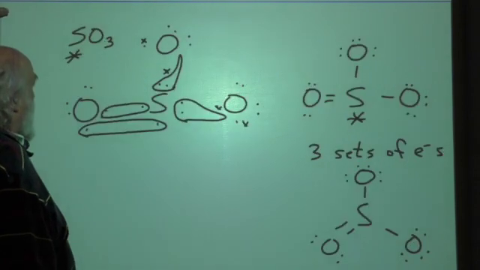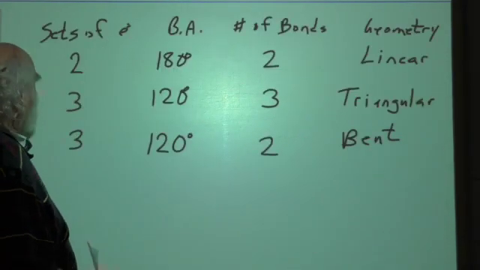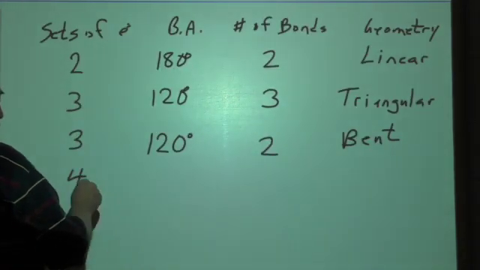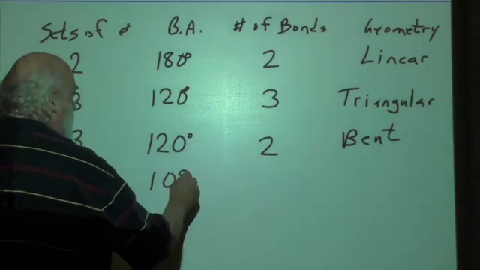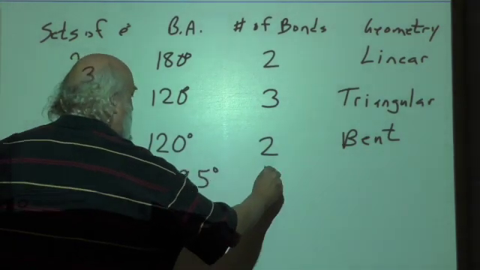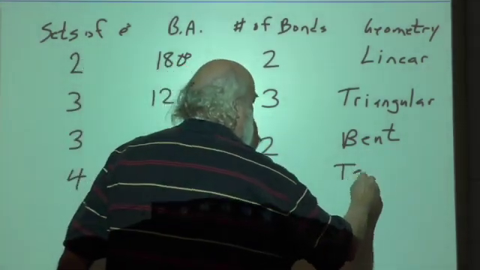So, go back to the chart. We now have 4 sets of electrons, 109.5 degrees, 4 bonds, and this is tetrahedron.